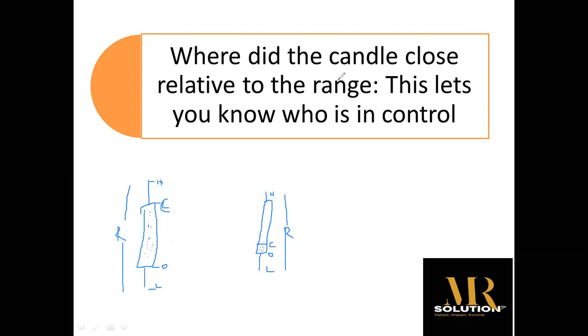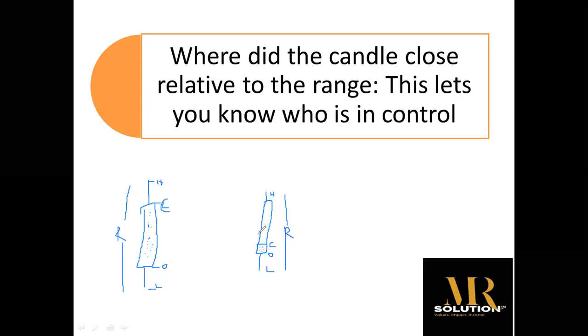Remember I said, where did the candle close relative to the range? This is the close, this is the range. You see that it's far apart from the open. What this actually means is that this candle is more bullish than this one. Now look at the general range of this one. This is the open, this is the close. Check the distance between the close and the open. You see that they are together. Even though this is a bullish candle, you can't compare its bullishness to this one. This one is more bullish.